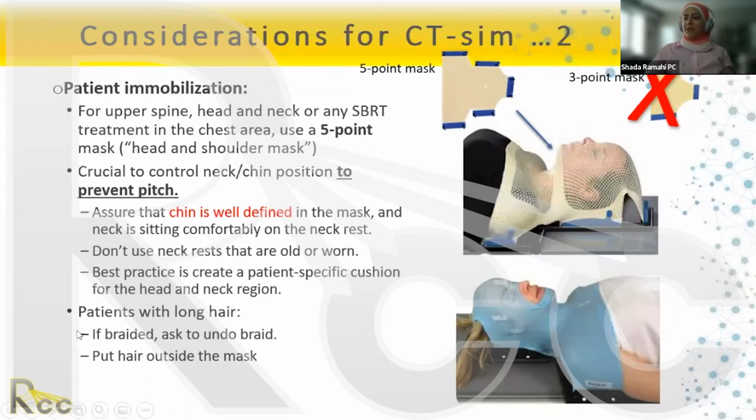If a patient has long hair, you need to pay attention, because if the hair is put underneath the head and the patient is sleeping on the cushion, then from day to day, you're delivering 4, 5, maybe 6, 7 fractions of SBRT, and the hair is thick, but it's not staying in the same location every time. So this could also do a little rotation for the patient head. So remove the braid if there's a braid and have the hair come out of the mask.